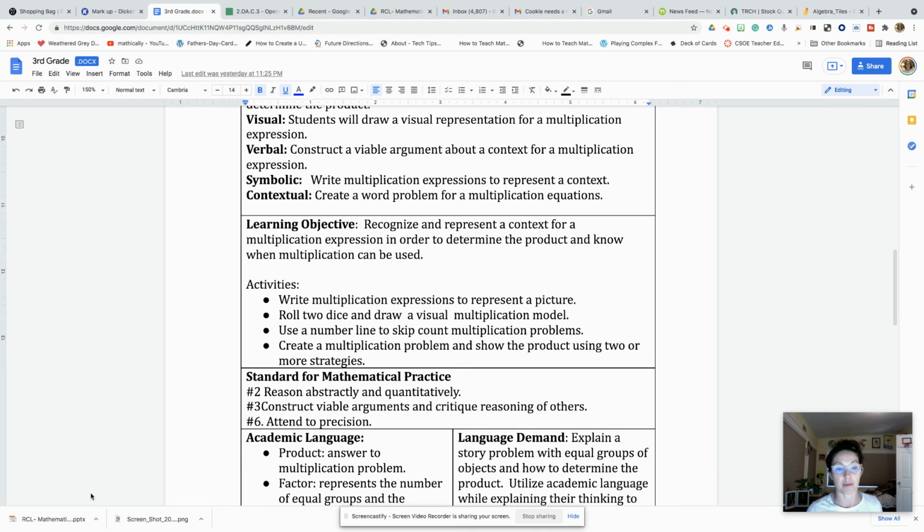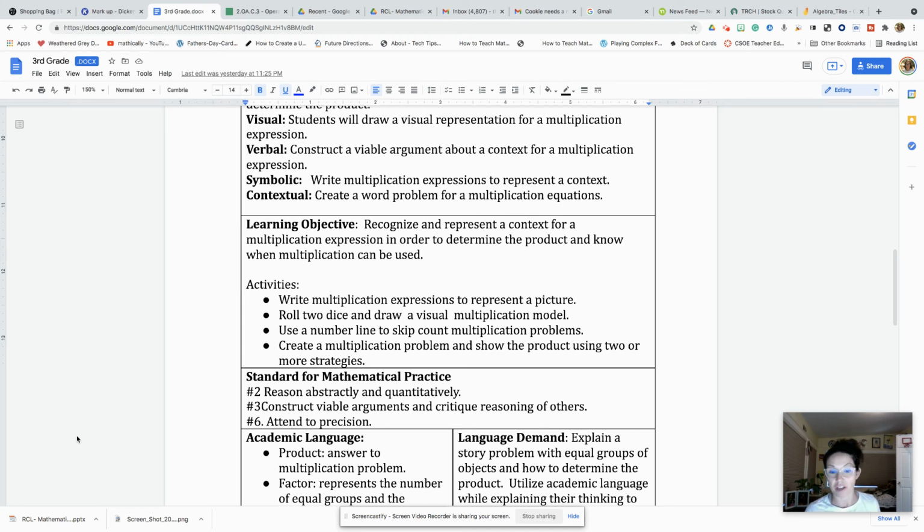Now that I've thought about some activities, and again, these could change based on what my students are able to do and not do, and who my learners are, I can think about some of the standards for mathematical practice. Ones that I thought about based on the activities, my objective, and those representations is reason abstractly and quantitatively. That certainly ties into them building and constructing multiplication expressions and finding that product.